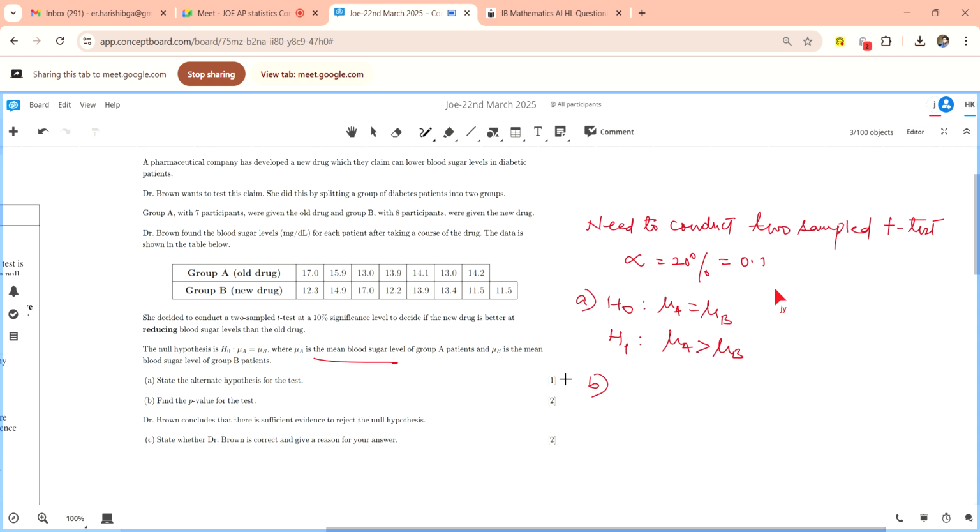List 2 is 12.3, 14.9, 17.0, 12.2, 13.9, 13.4, 11.5. When you put these two data, you can go to test, two sample t-test. mu1 is greater than, okay. Pull down.